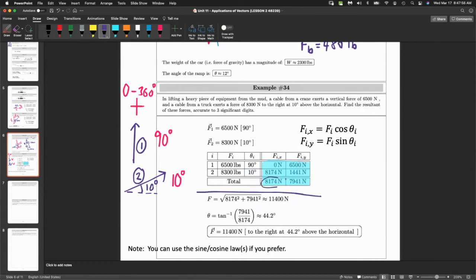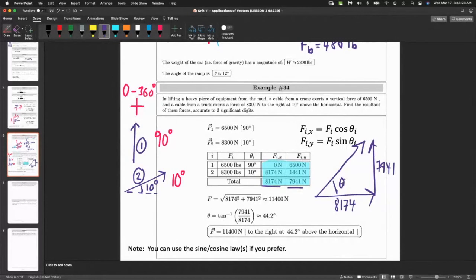so that's basically the component sums. Upon looking at your assignments in the past, I've noticed that you've been doing well with these. Some small errors here and there, but generally speaking, I see some good work. Now we're going to reconstruct the final answer. So we have a positive number here and a positive number there. So that means it's to the right and it's up. So this is 8174 and this is 7941. So now you need to find the angle theta and you need to find F, which thankfully are right here. So that's what I'm solving for there.